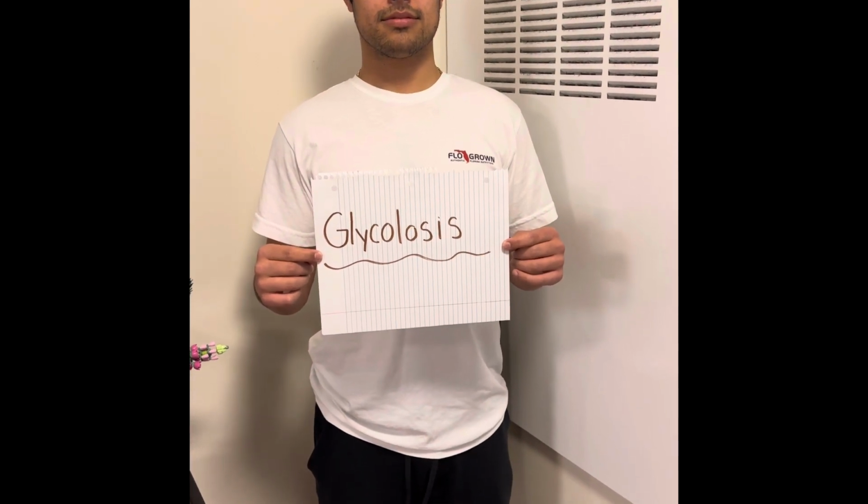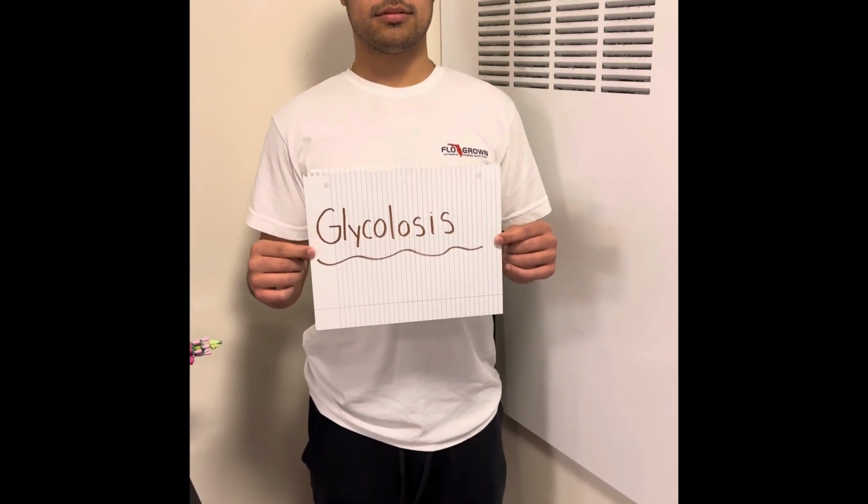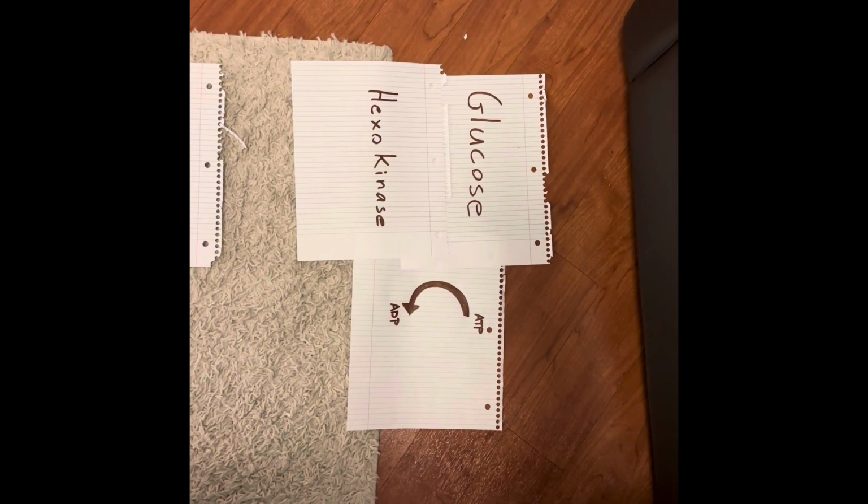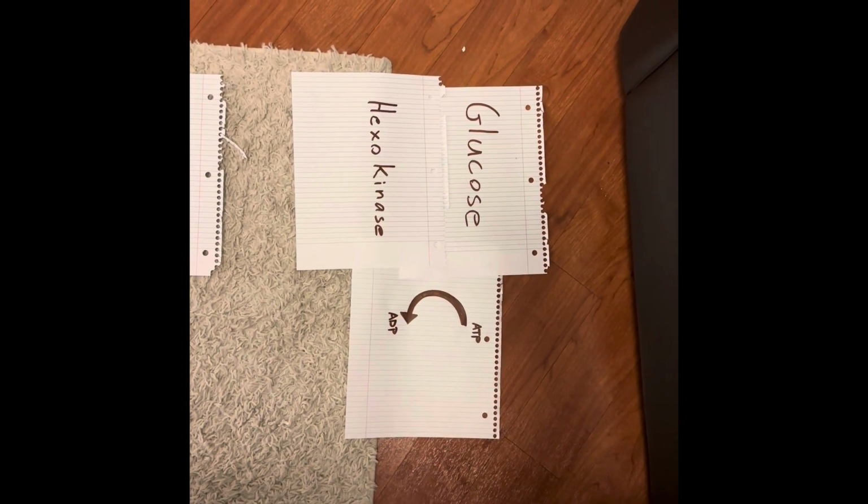In this process of glycolysis, glucose is ultimately broken down into 2 pyruvates, 2 NADH, 2 hydrogens, a net gain of 2 ATPs, and water. To begin glycolysis, we start with 1 molecule of glucose.